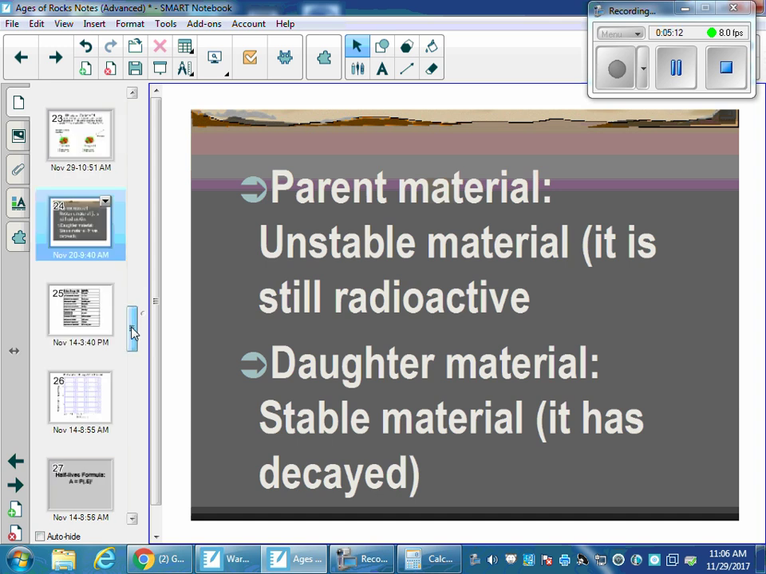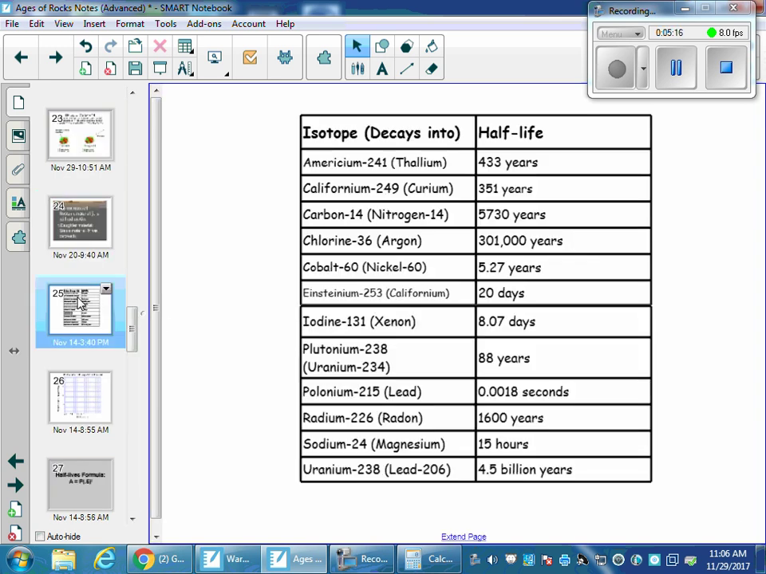If you look at your paper, this chart here shows you some examples of isotopes and what they decay into and how long that takes. So for example, we looked at carbon-14. Okay. Carbon-14, over time, decays into nitrogen-14. And one half-life for that process is 5,730 years.